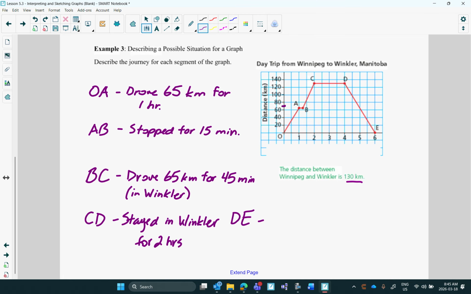And then we get this thing. What happened? Drove back to Winnipeg in how long? 2 hours. Drove back. Just put WPG for 2 hours. Okay, so that's describing everything that happened in that graph. Just break it up into segments.